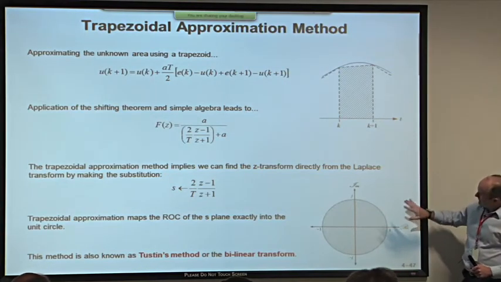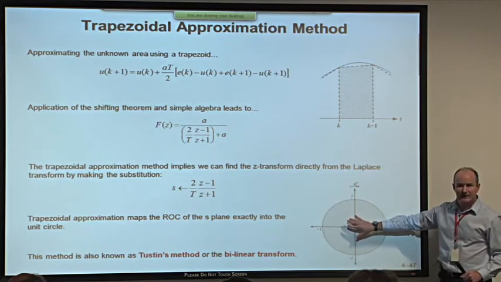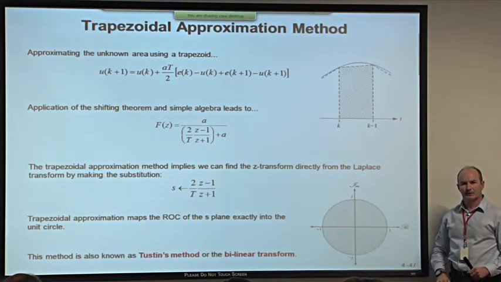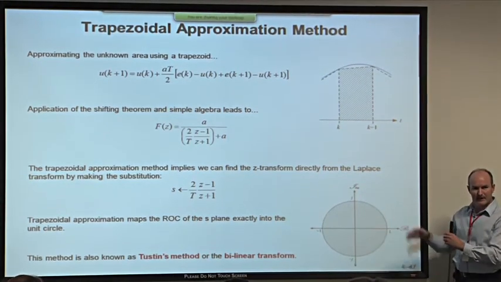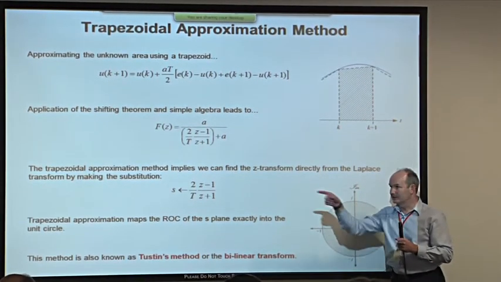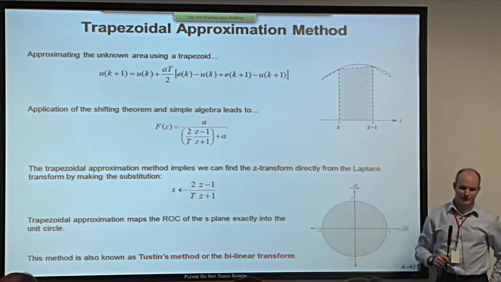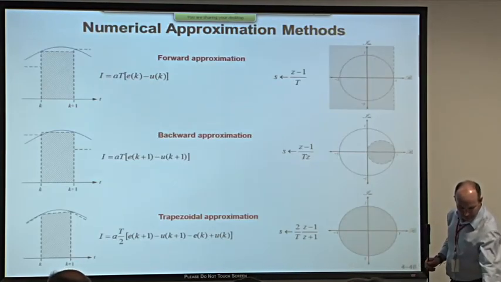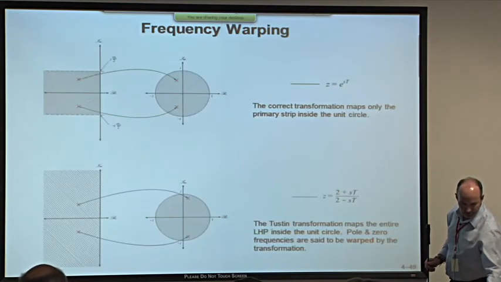Because when we mapped the entire left half plane inside the unit circle, that's not the actual mapping that we wanted. We wanted just the primary strip to be mapped inside because that's what we know the z equals e to the st mapping does for us. So we don't get perfect mapping. I've summarized these 3 approximation methods here.